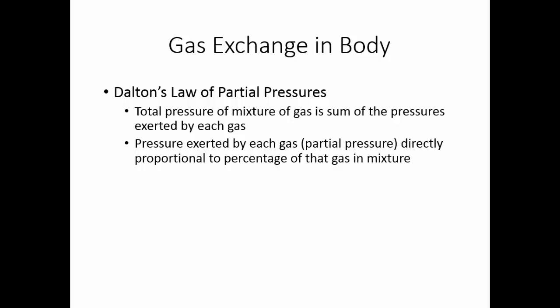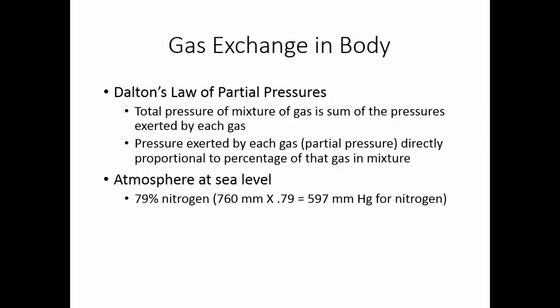Think of this as the percentage of gas in solution. We're going to be talking about diffusion, and remember, molecules move from an area of higher concentration to an area of lower concentration. Now that concentration is going to be expressed as partial pressure. At sea level, our atmosphere is about 79% nitrogen, which means that the partial pressure of nitrogen out of that 760 millimeters is about 597 millimeters.